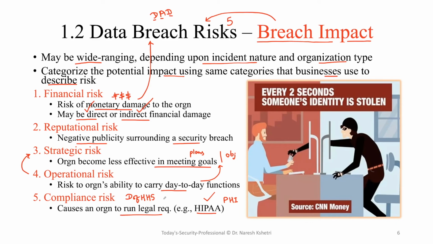Often, the risk crosses categories, so one risk is ultimately linked with another risk. As an example, every 2 seconds somebody's identity is stolen, and this is the source from CNN Money, everywhere around the world. So ID theft is a serious problem that has a direct concern with data risk.